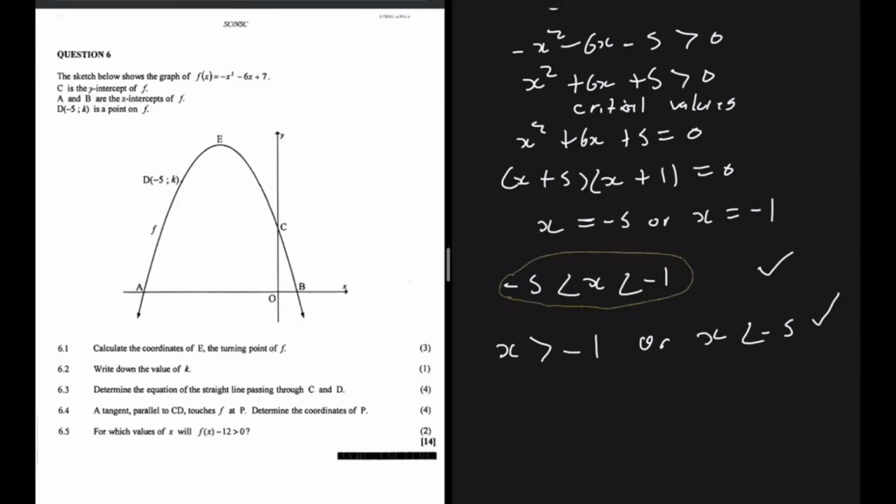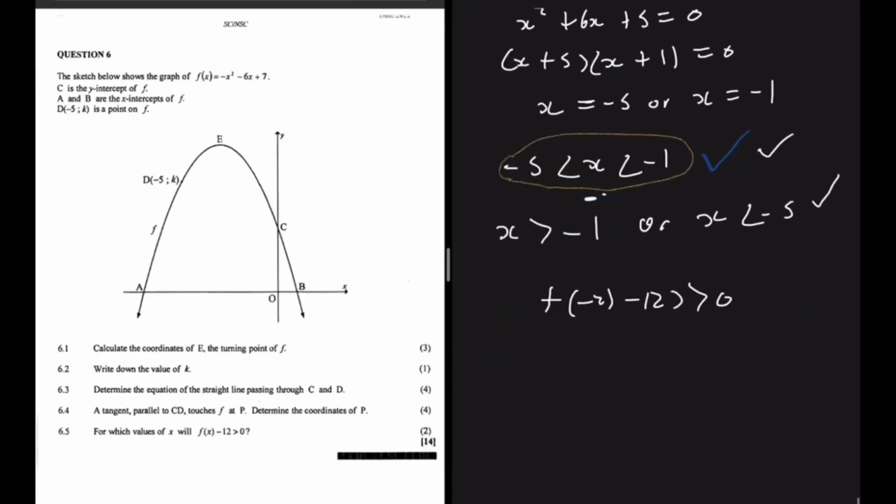And we pick a random number between that range, right? So between minus 5 and minus 1, we have minus 4, minus 3. So let's just take minus 2, right? If we say f of minus 2 minus 12, and this is greater than 0, then this solution is the one we're going to take. And if we take minus 2 and it is not greater than 0, then we're going to take the other possible solution, right?